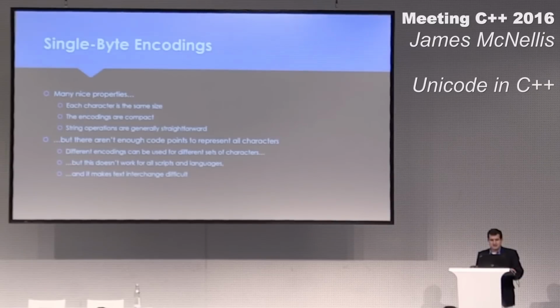But it's got this giant downside that there's not enough code points to represent all of the characters. So one option to fix that is we can use different encodings that can be used to represent different sets of characters. But that does not work for all scripts in all languages, right?